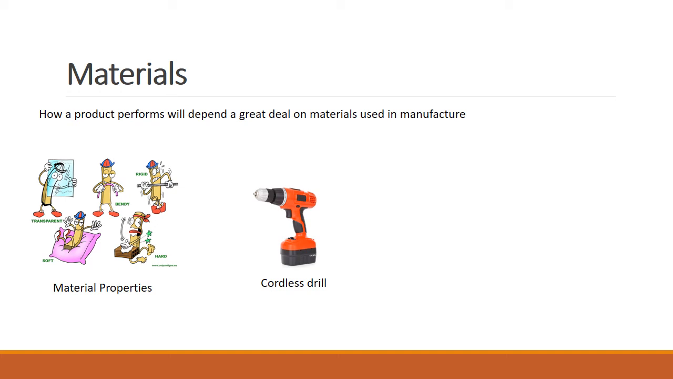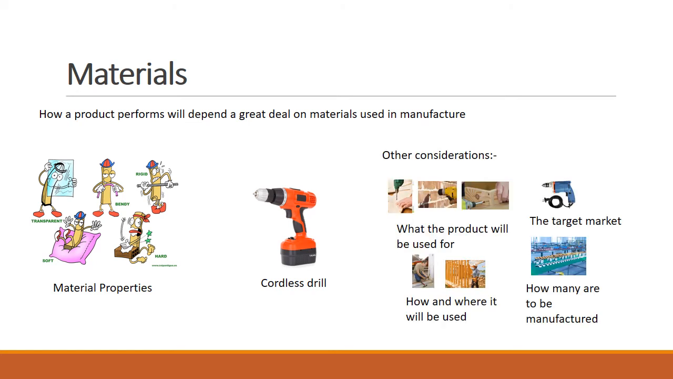When selecting materials, it's also important to consider other things. These include: what will the product be used for? Is it going to be used to drill wood, to drill brick, to screw things together? How and where will it be used? Will it be used indoors, outdoors, to do simple DIY work, to do jobs that require a more powerful tool? Who will the target market be? How many products will be manufactured?